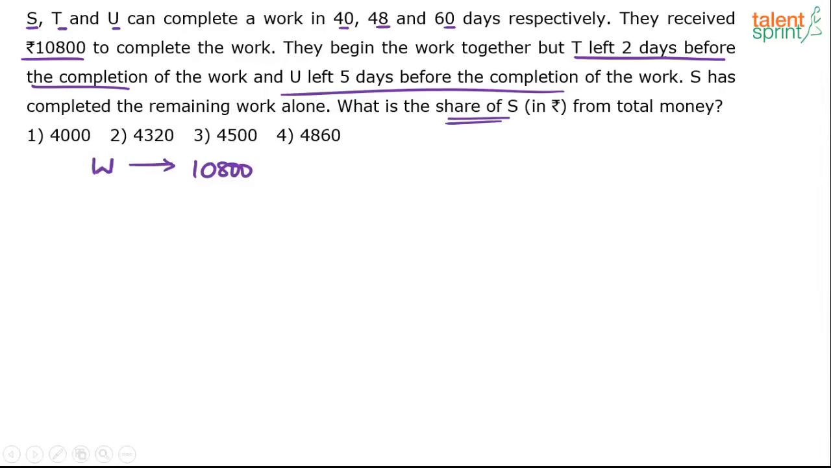Now, first of all, let us find out. See, basically the idea is simple. For the total work W, you have paid a total of 10,800. What do I have to find out? I have to find out of this total work W, what portion has been done by S.